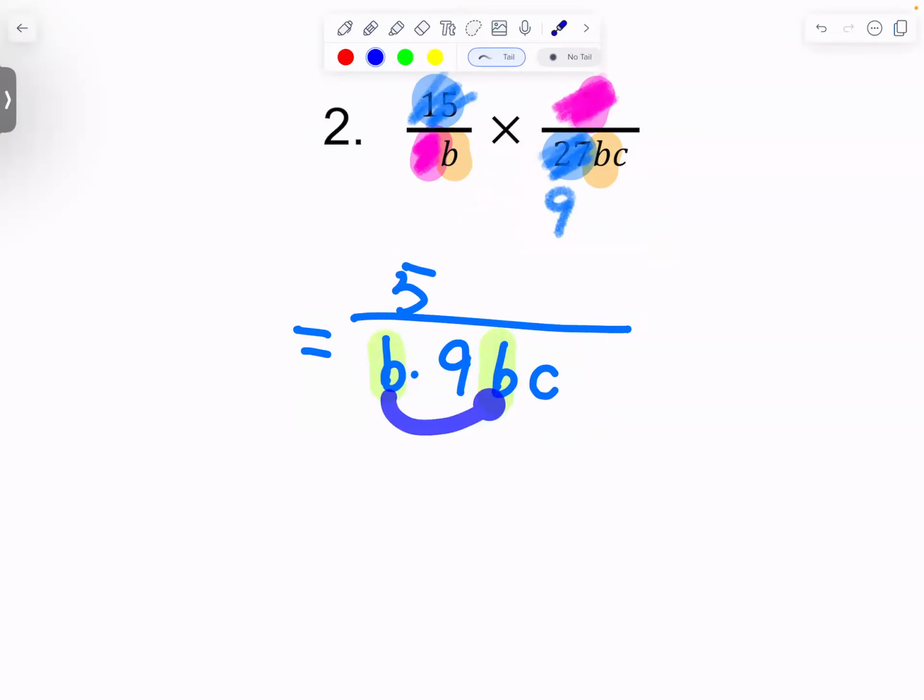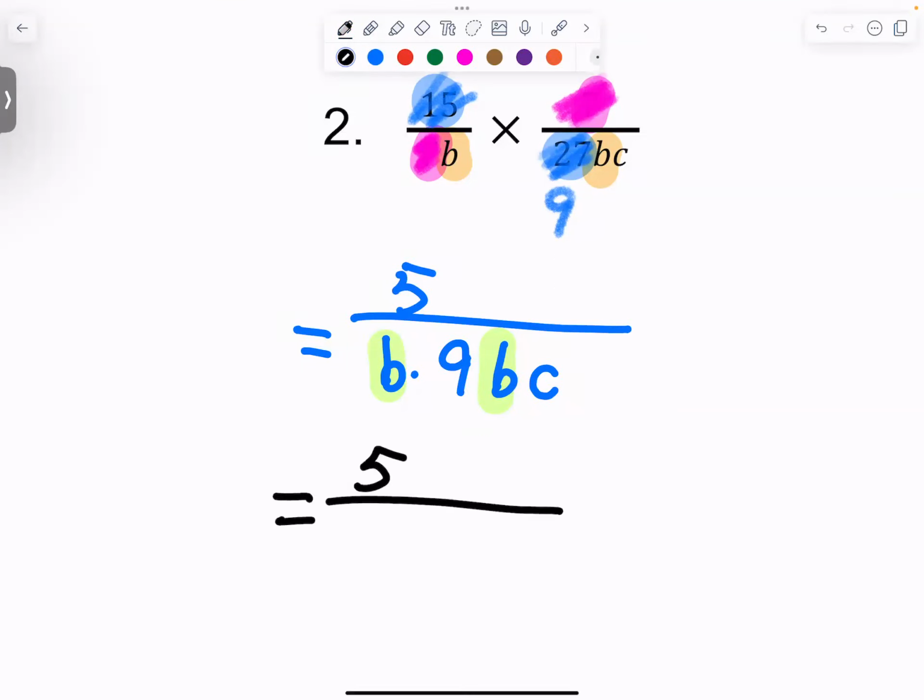For unknowns, if they are on the same stage, they're multiplying with each other, you will combine them together, numbers in front. So how many B's in total? B square now.